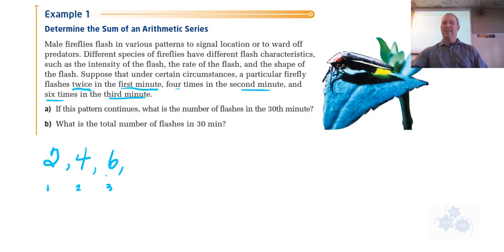Does that make sense? So on the 30th minute, how many flashes will there be? 60. Yeah, 60. Okay? So that's just logical reasoning there for A. You can just figure out 60 pretty quick.